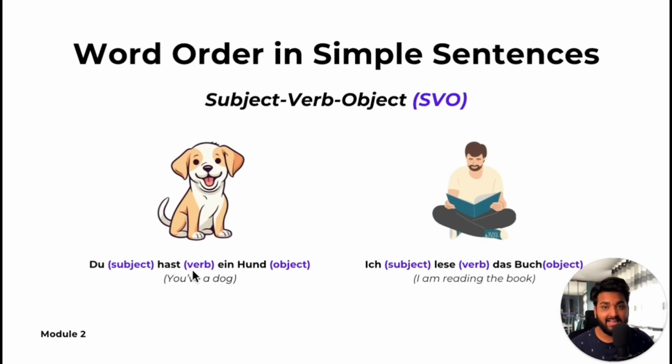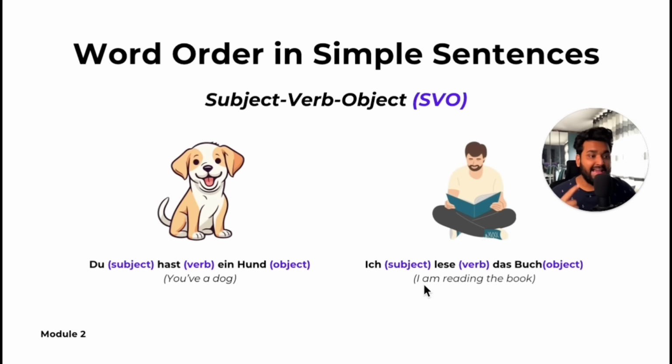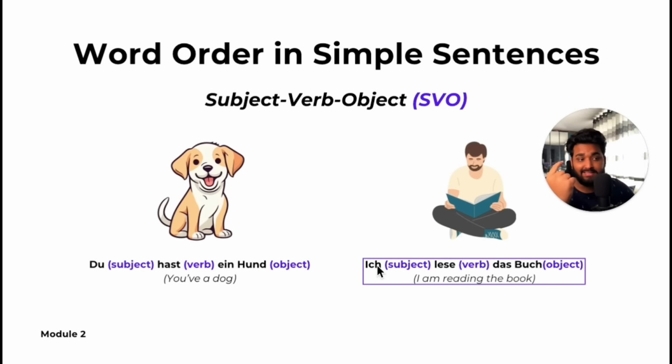Let's see the second example. Ich lese das Buch. Ich is in this case the Subjekt or subject. Lese is the verb or Verb. Das Buch is the object or Objekt. Ich lese das Buch. I am reading the book.